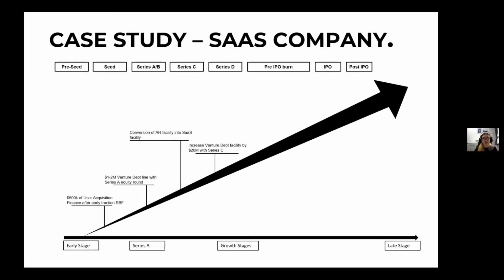And this is where you're expanding your team from a few hundred people to maybe over 1,000 people. So you need that capital to be able to sustain that growth. And as you're getting to the next stage, you might want to go and increase another facility. So you have maybe 10 million of accounts receivable. So maybe with the same provider, you have around 30 million to deploy.